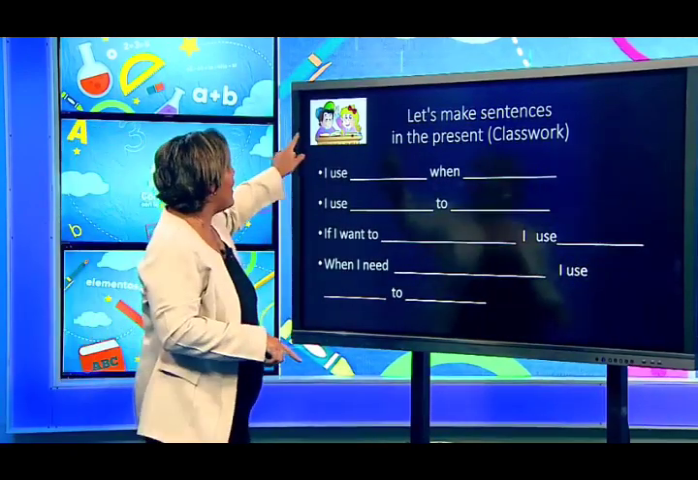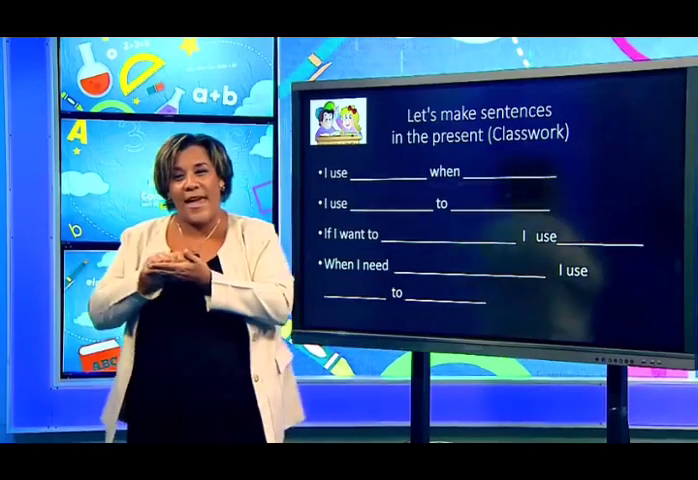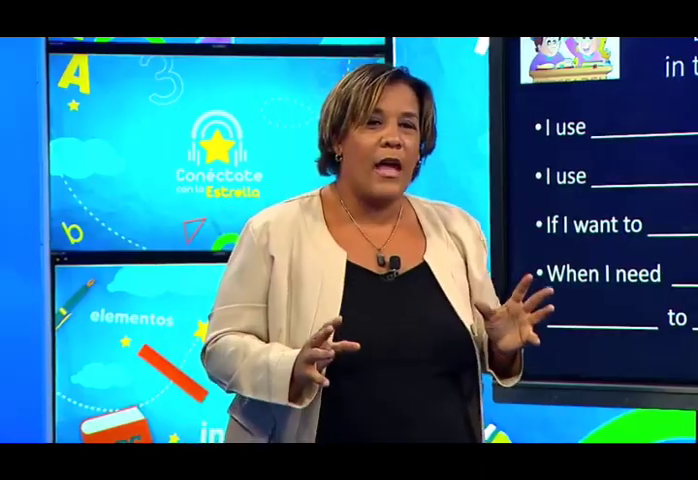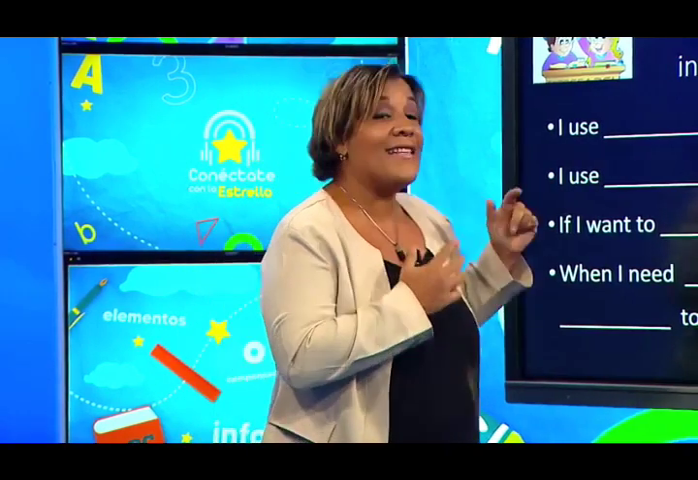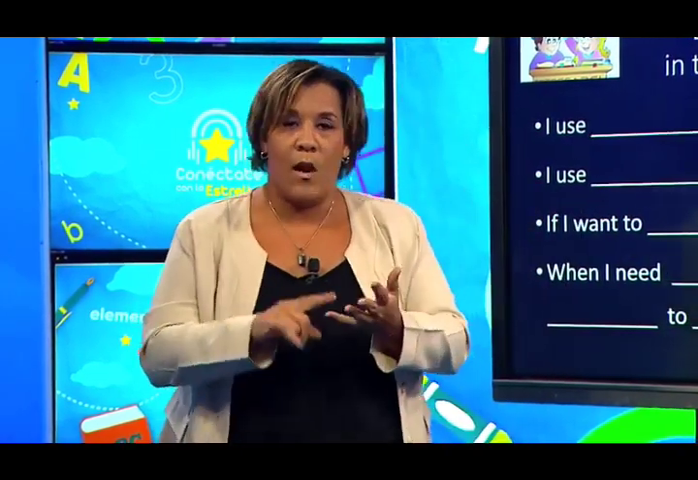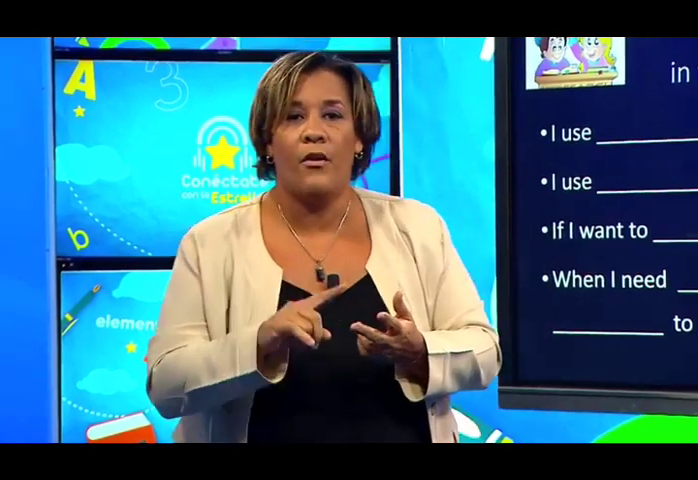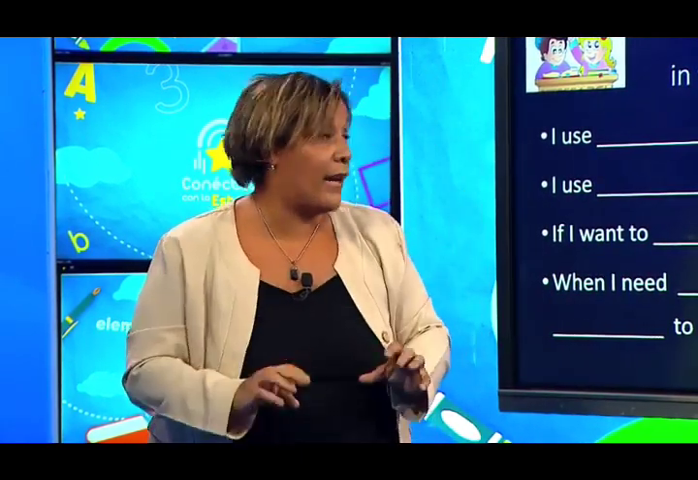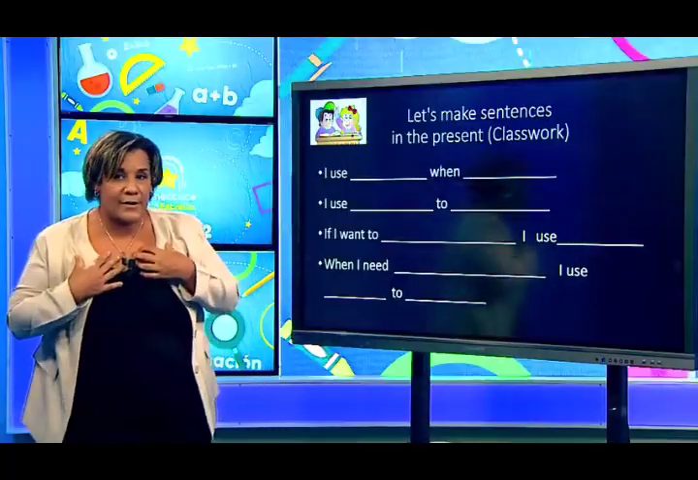Okay, so we have a little practice here. This icon means that you have to take out a pen and pencil, or pencil and paper, and I want you to write sentences using WhatsApp, Instagram, Facebook, any of those apps that are used right now. So let me show you my sentences.